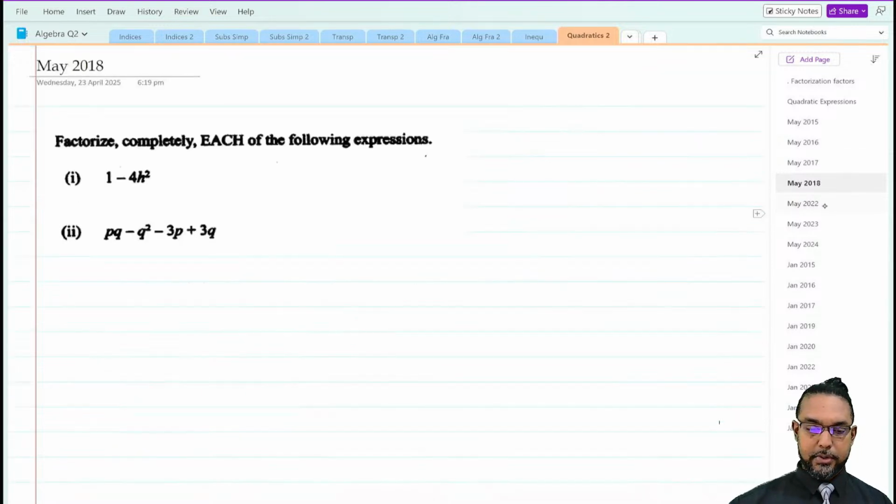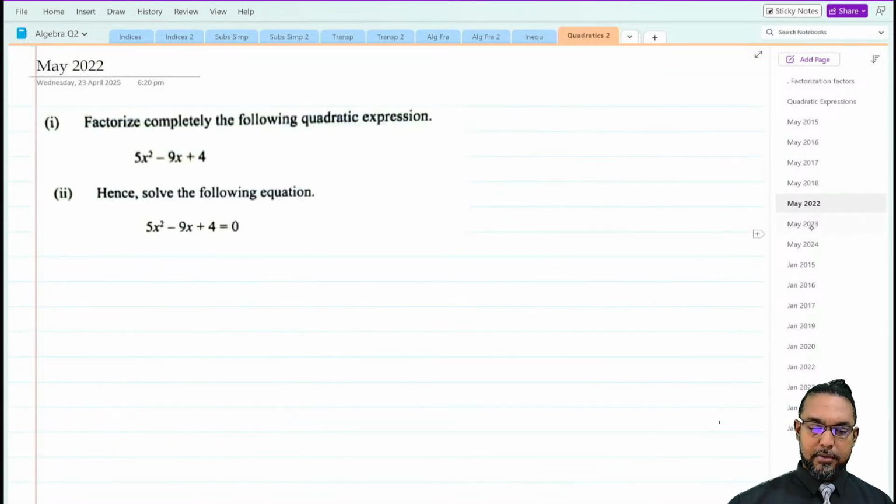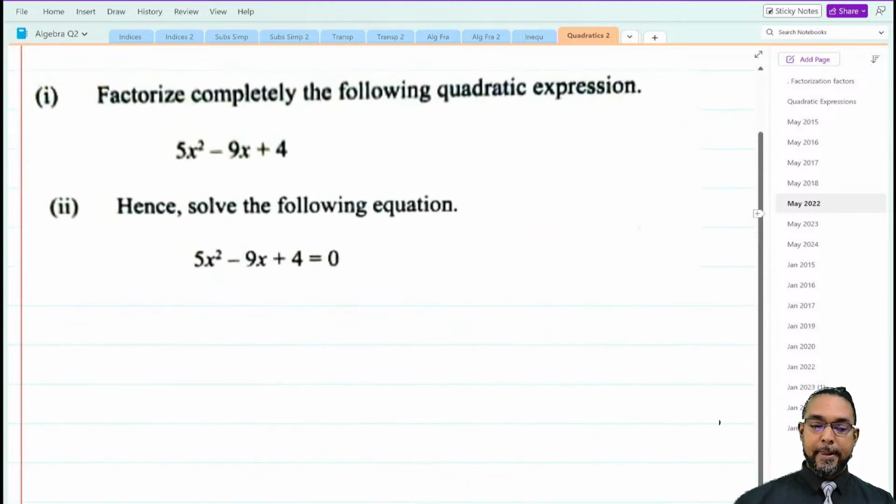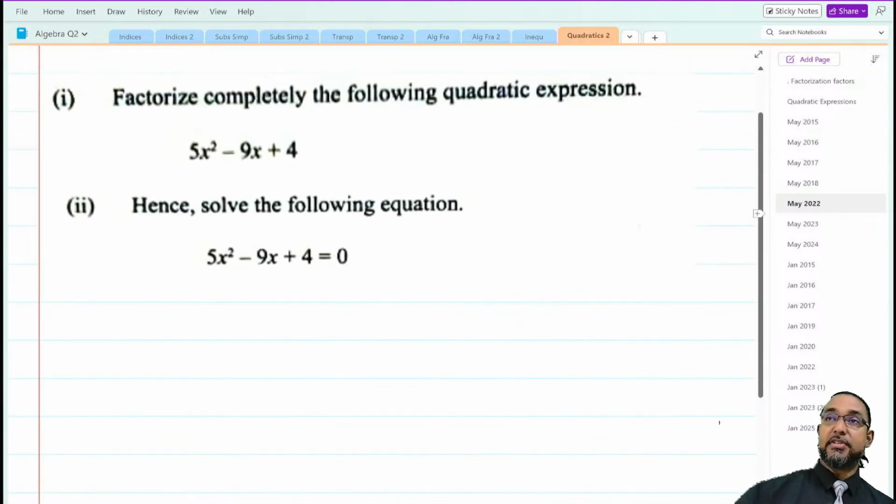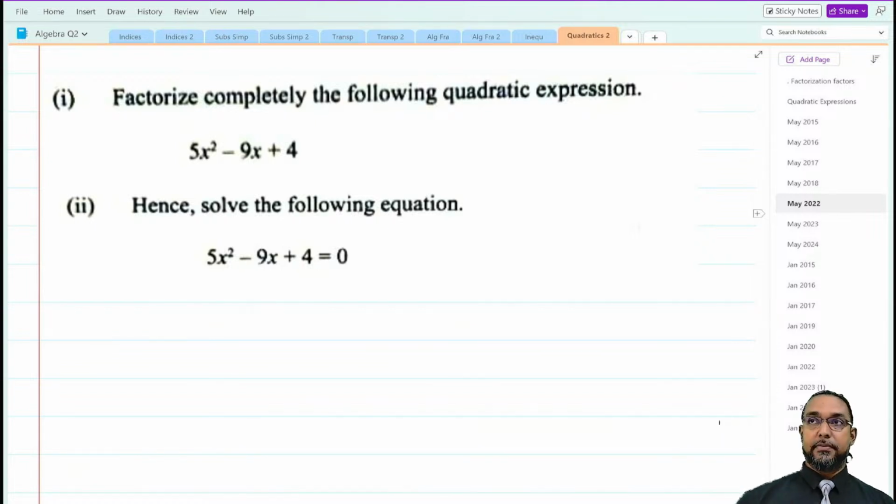All right, cool. So that's 2018, May didn't have anything. Right, so this one, May 2022. They wanted to factorize and solve. So what I want you to do is factorize, and then I'll show you how to solve. If you know what to do, of course, by all means, go ahead.